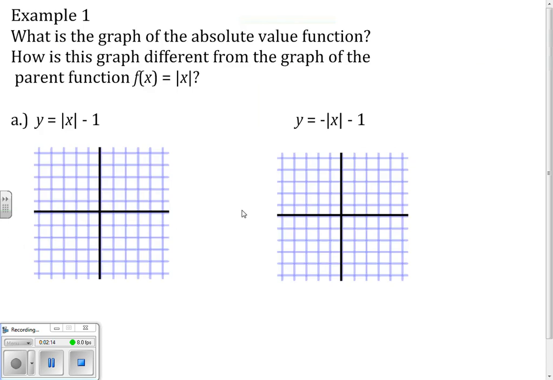So if you take a look at example 1, they want the graph of the absolute value function, and they want to know how it's different from the parent function. And the parent function for an absolute value is always the same. It's f of x equals the absolute value of x.